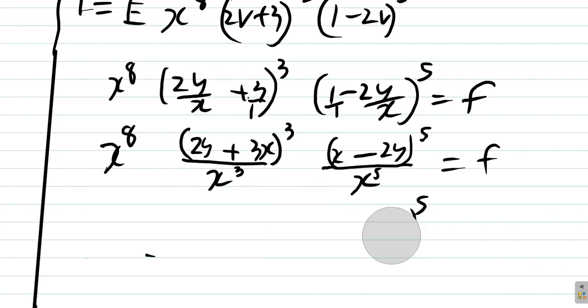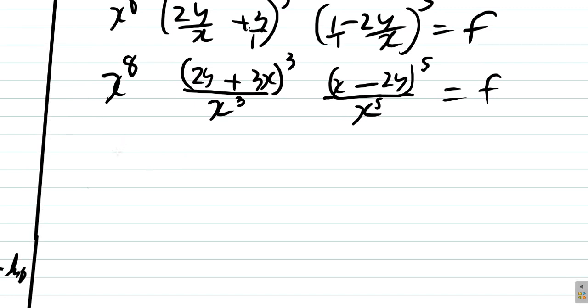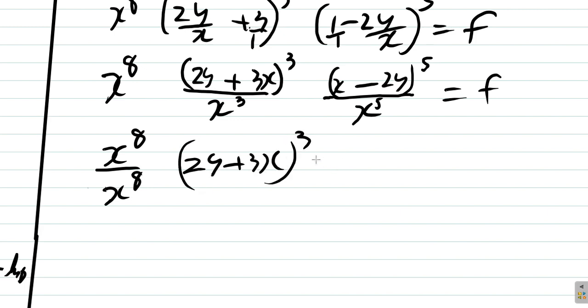Very interesting here. Very, very interesting. Let's rewrite this and make it x to the 8th. Now, these multiply now. So it's x to the 3 times x to the 5. So 5, 6, 7, 8. This x to the 8. Oh, the x is cancelling now. And 2y plus 3x cubed, x minus 2y to the 5th equals f. The x is cancelled out here. Very interesting.